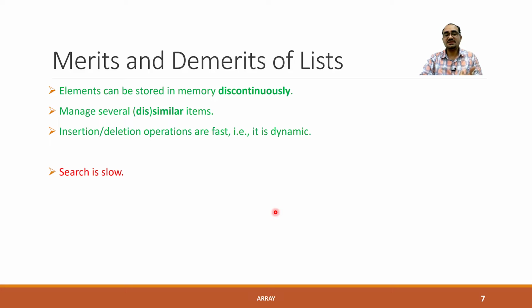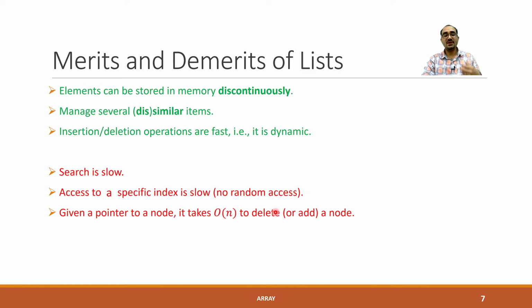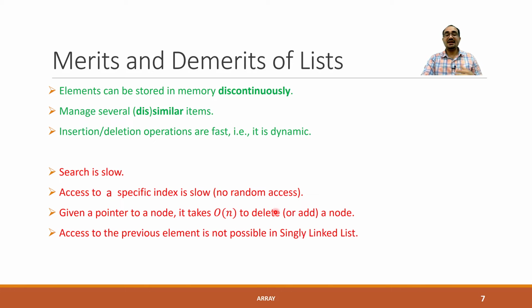But as the demerits, search is slow, it needs O of n. Access to one specific index is slow, and in other words, there is no random access support in this data structure. Given a pointer to a node, it takes O of n to delete that node or add a node in that position, and access to the previous item is not supported in the single linked list.